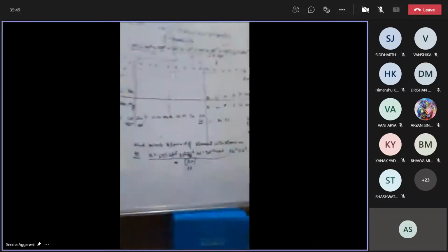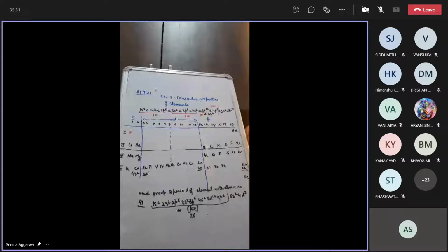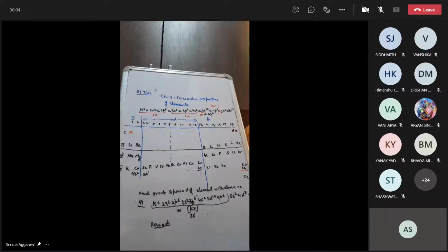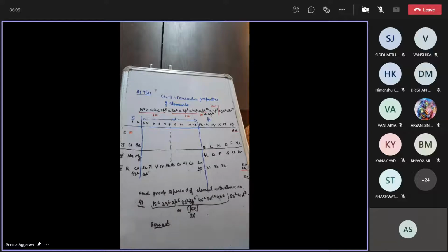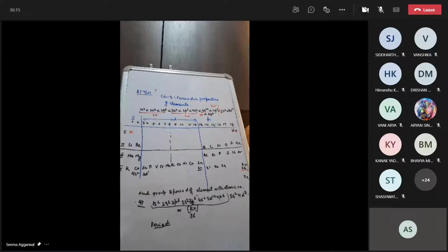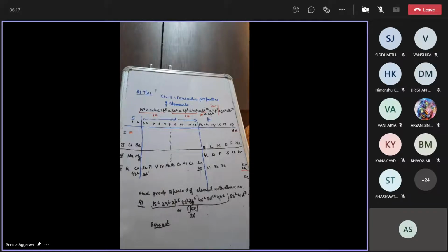Okay. Siddhant Sharma, can you tell me to which period it belongs? What is the highest value of n? Electronic configuration is written here. What is the highest value of n, Siddhant? 5 है, 4 है, 3 है, 1 है, 2 है. Highest value can you see?